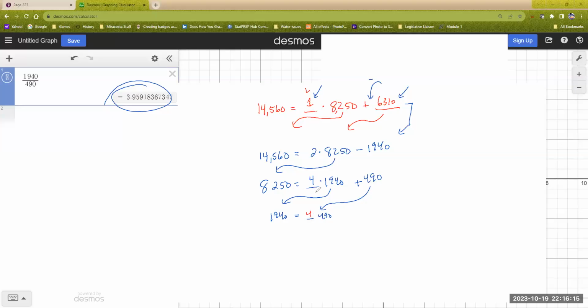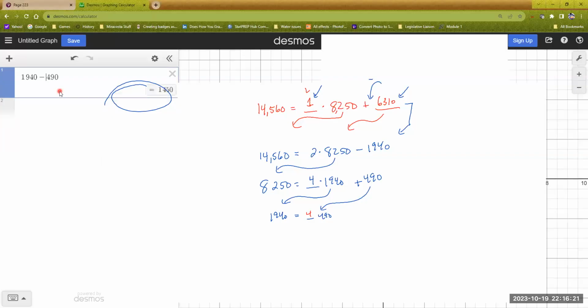So I'm going to do 4. And I want to show you how much different that is. Okay. So watch this. If I say minus 3 times, my remainder is 470. If I say minus 4 times, my remainder is now 20. And 20 is so much easier to work with than 470.